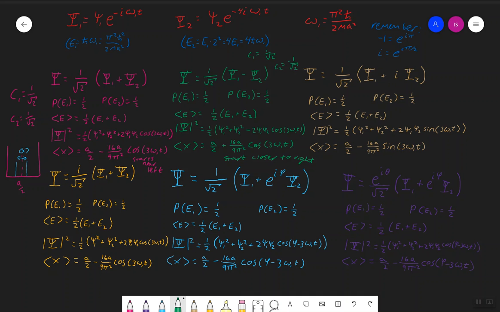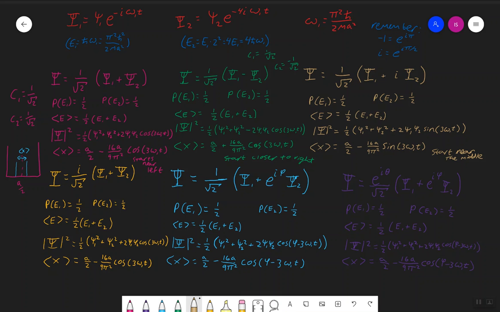And then the expectation value of position, well, if we look at time equals 0, this is a sine wave. At time equals 0, the expectation value is a over 2. So this particle will start near the middle. And again, these are just the expectation values. There's always probability associated with it, but this will be closer to the middle as opposed to these, where it will be favoring one side or the other at time equals 0.